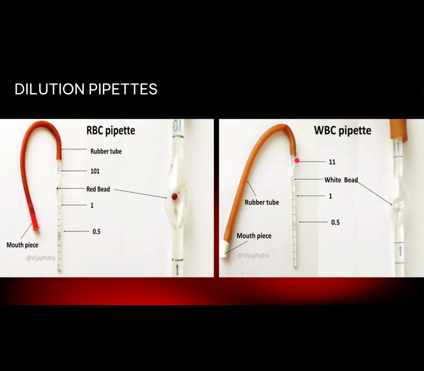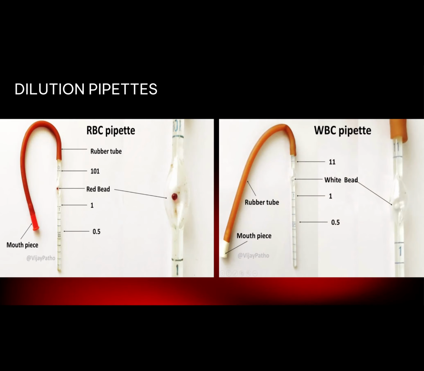Next, if our dilution is 1 is to 20, we fill up the blood similar to the procedure that we did for the red blood cell count. We fill up the blood only until here, the 0.5 mark, and then we continue filling it up until the 11th mark. Again, that is when our dilution is 1 is to 20.